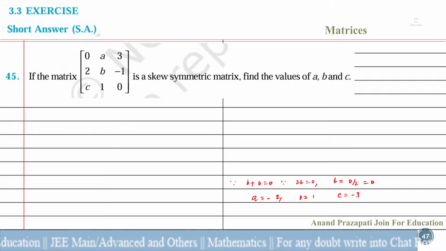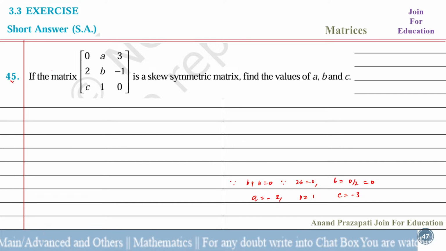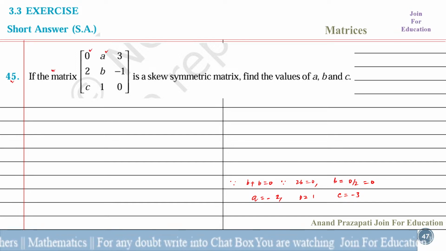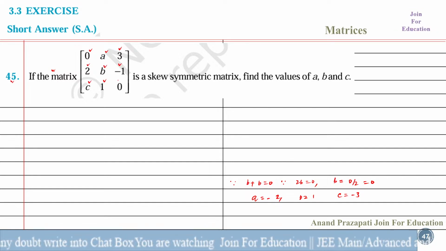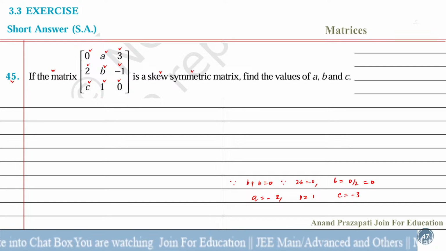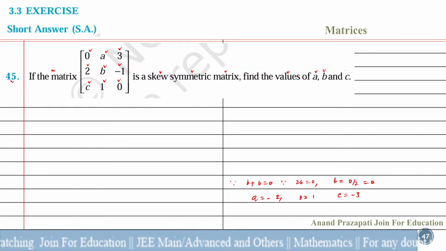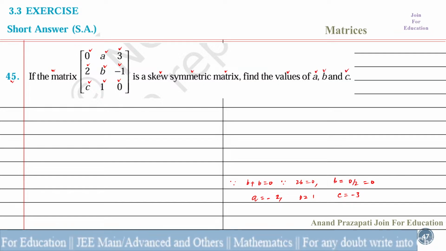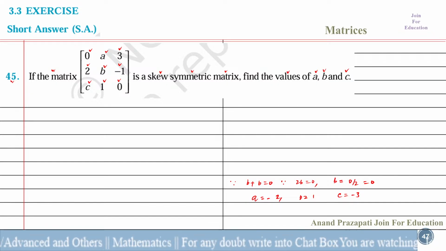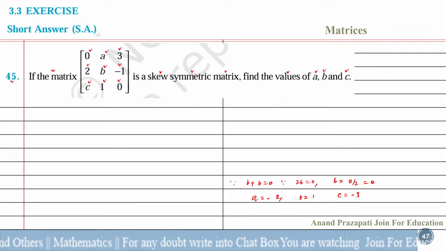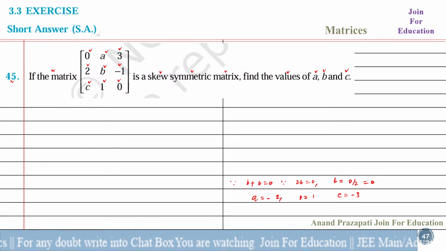Let's see question number 45. If the matrix with elements 0, a, 3, 2, b, minus 1, c, 1, 0 is a skew symmetric matrix, find the values of a, b, c. If we have an idea about skew symmetric matrices, then we have no problem solving this question. If we have no idea, then first of all we clear the skew symmetric concept.